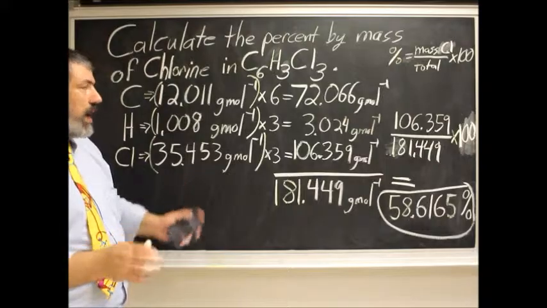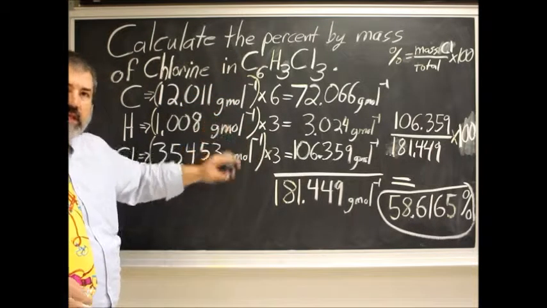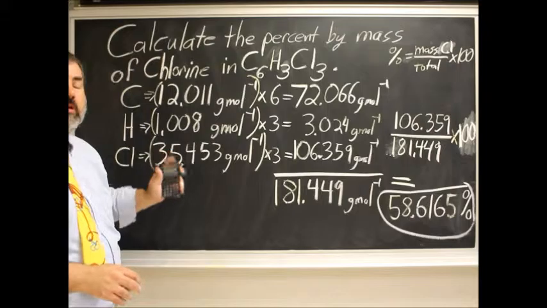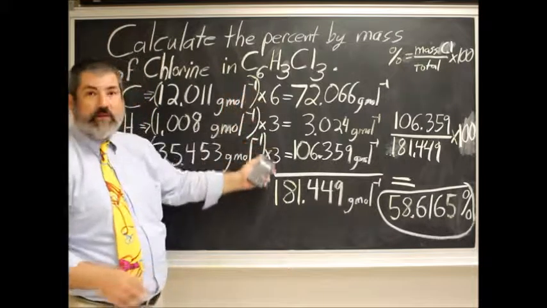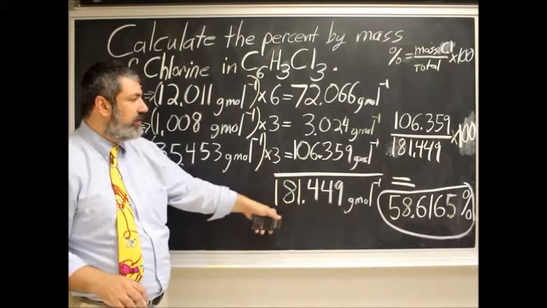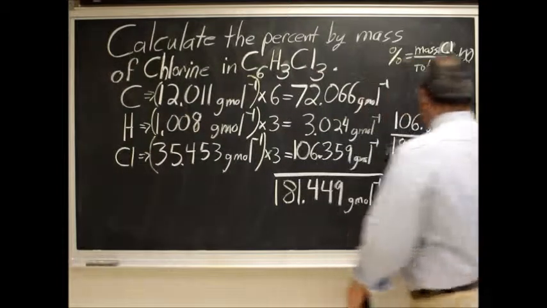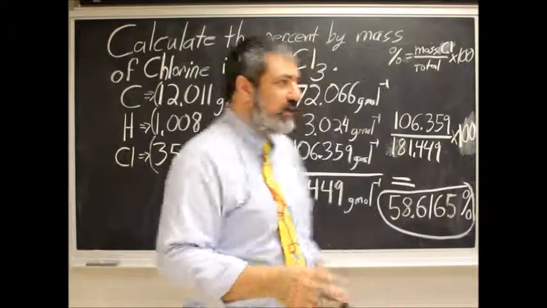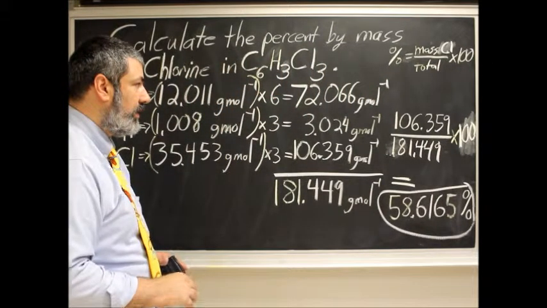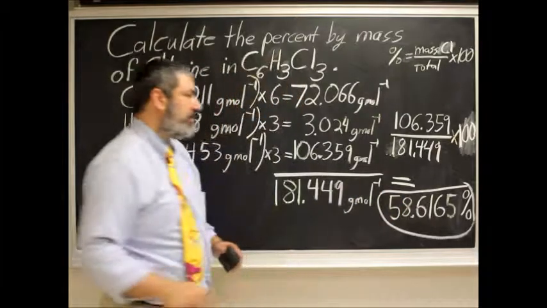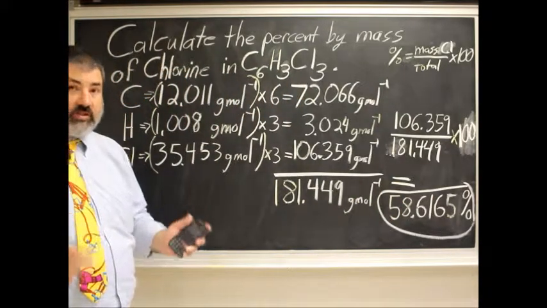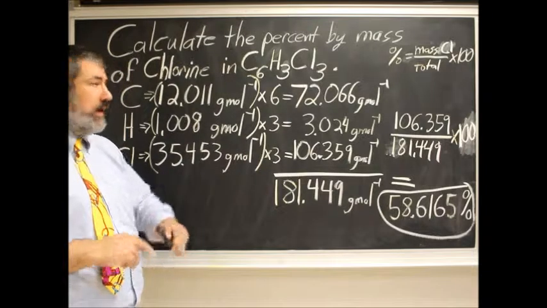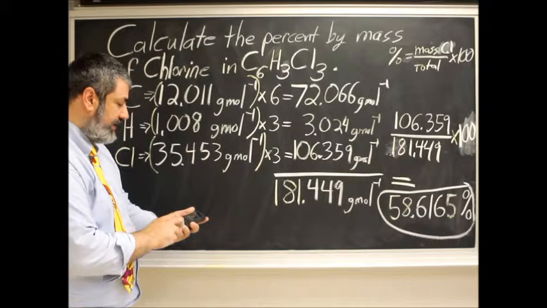The key, again, a problem like this, none of these steps is extremely difficult, but you need to be systematic. Write everything out, be explicit about the units. And one thing, just because I ran out of space, this has unit of gram per mole, this has unit of gram per mole. That means they cancel. Percentages are dimensionless numbers. They don't have any unit associated with them. So again, 58.6165 is just a number, a percentage. It doesn't have a unit of grams or moles or anything like that.